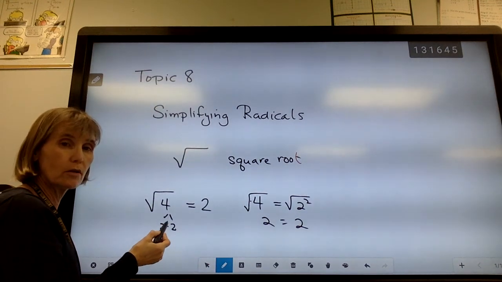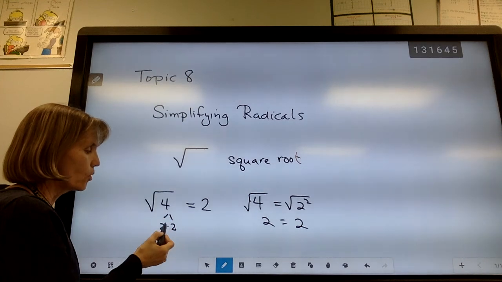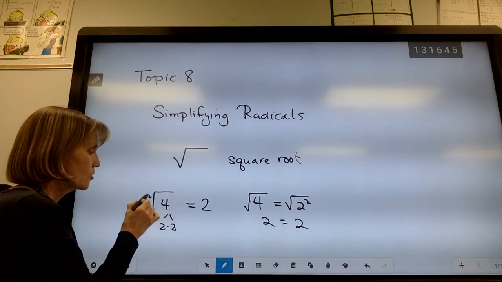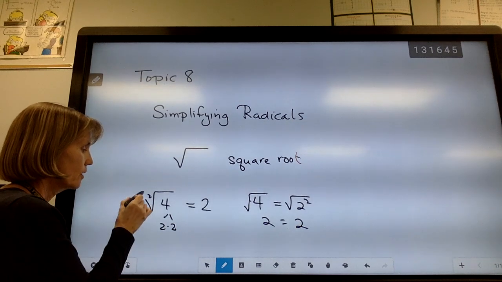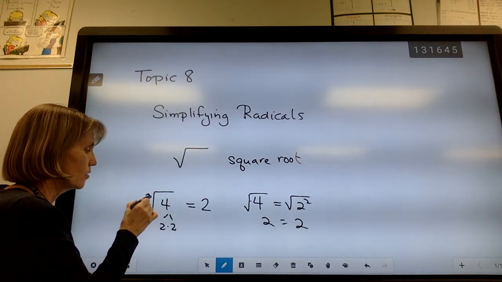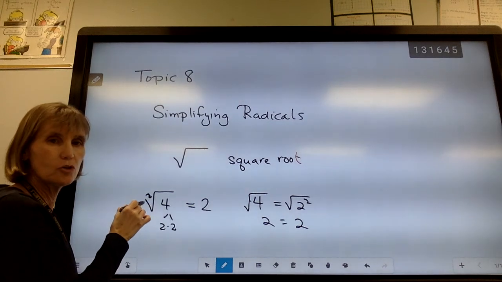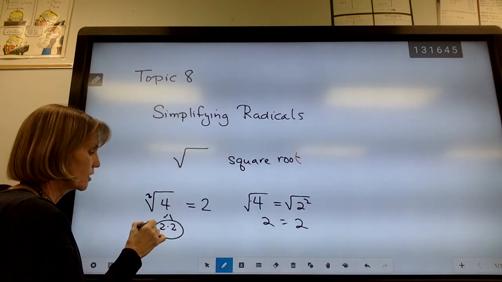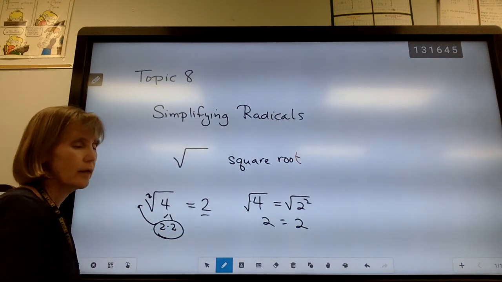Or the way that you can look at it is you can say, okay, factors of 4 are 2 times 2. And since square root needs 2 of the same factor, you don't ever see a 2 written here, but it's communicating that we need 2 of the same factor. I have 2 2's. And so those are able to come out from underneath the radical and give me 2 as an answer.